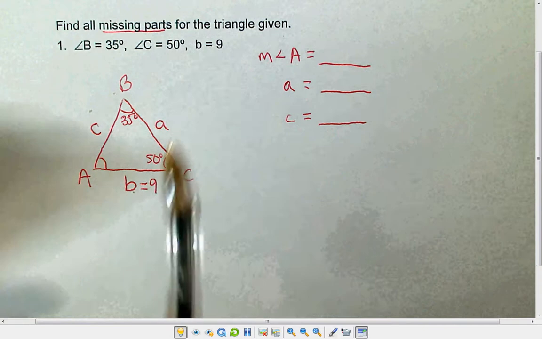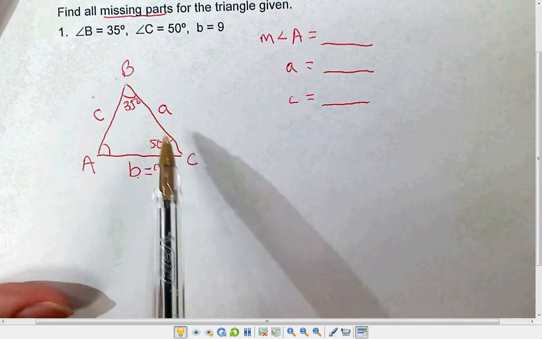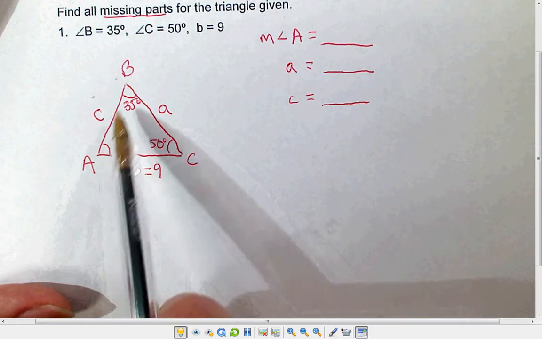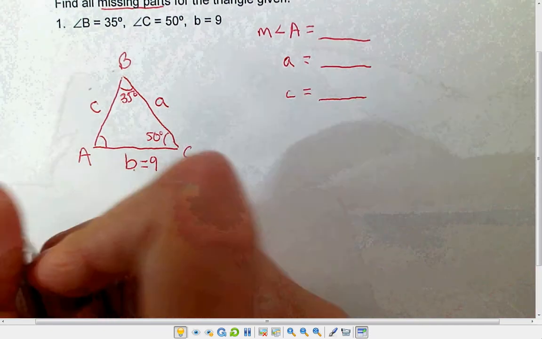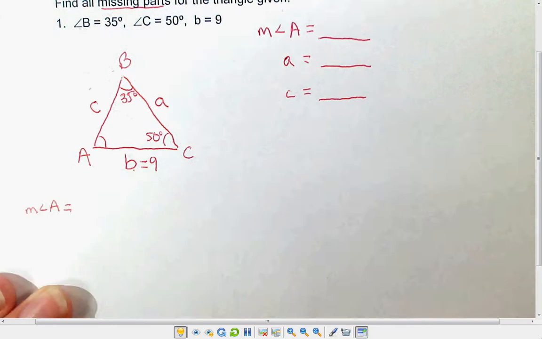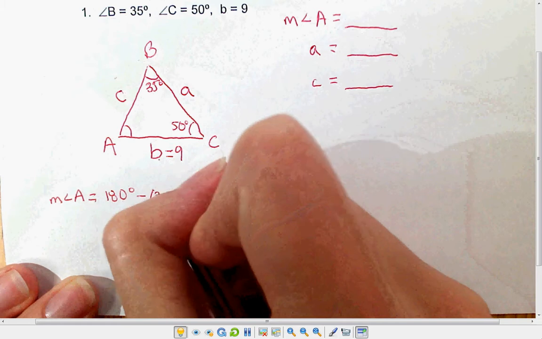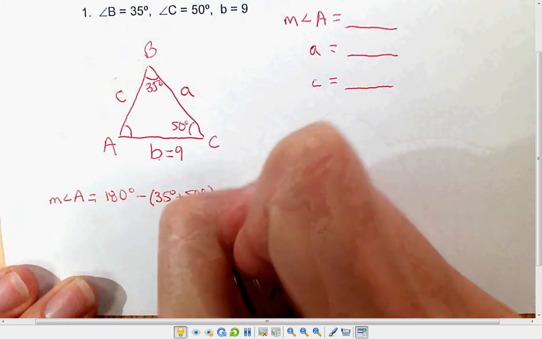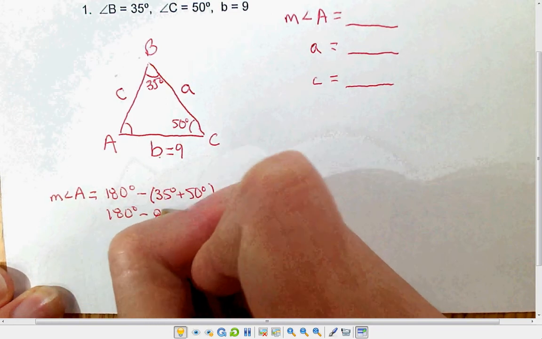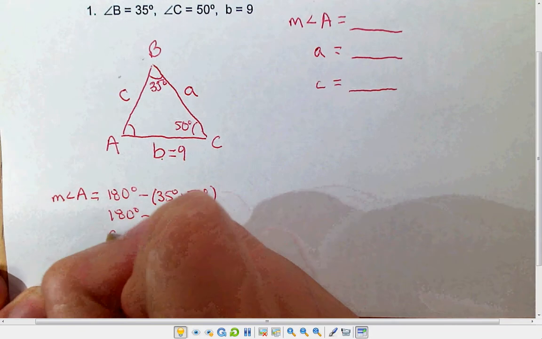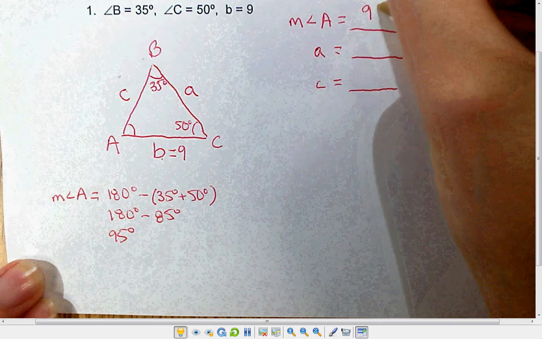So to start off, because in this problem we have 2 angles, the easiest thing for us to do right away is find the next angle, because we know that all 3 of these together have to add up to give you 180. So find measure of angle A. We can just take 180 degrees and subtract the sum of the other 2 angles. So this is 180 minus 85, which leaves us with 95. So we know that the measure of angle A is 95 degrees.